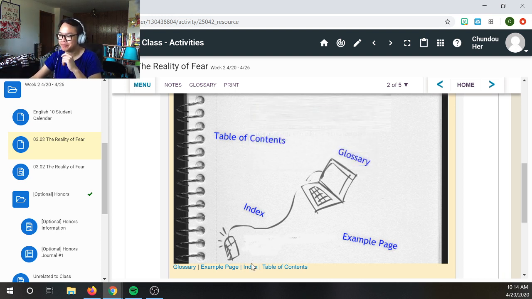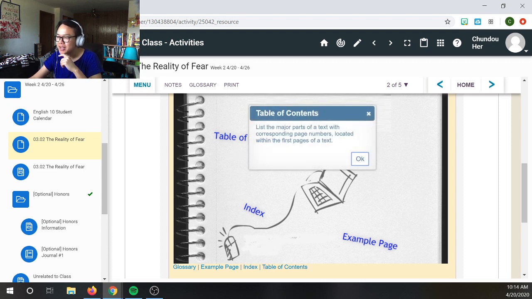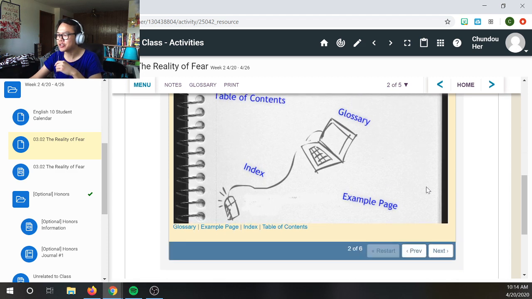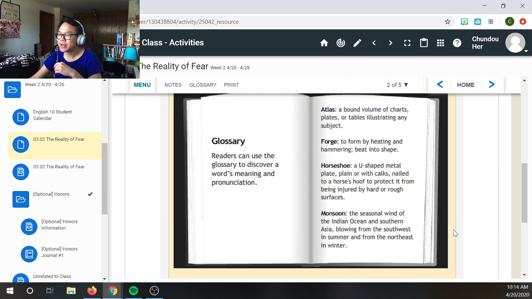It's pretty handy. Lastly, a table of contents. So it lists the major parts of a text with corresponding page numbers located within the first pages of the text. I think table of contents, that's something you learn how to use at a very young age, so I don't think I need to define that too much. What's coming up next? So, glossary.